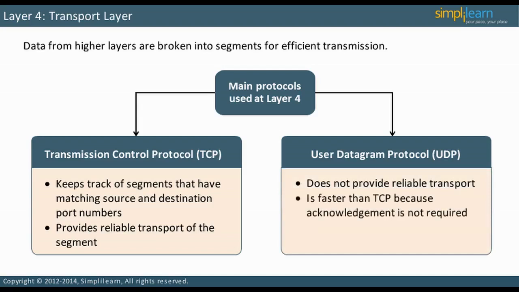User Datagram Protocol, UDP, on the other hand, does not provide reliable transport. UDP is faster than TCP because acknowledgement is not required. Also, UDP does not keep track of a data flow. It is a connectionless protocol. Now let us look more closely at the TCP header in the following slide.